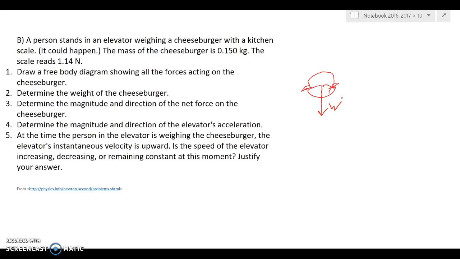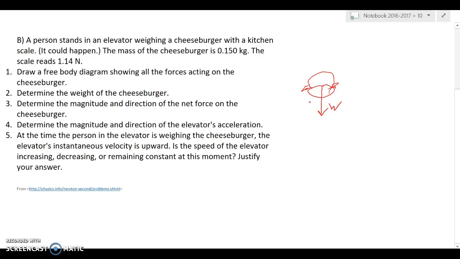Now usually, when something is stationary, the reaction force is equal to the weight. However, this cheeseburger is accelerating in a lift. The reaction force is going to be either bigger or smaller than the weight. So either draw a bigger arrow than the weight on the cheeseburger, or draw a smaller arrow. It's up to you. You might like to look at some of the information in the question to help you.